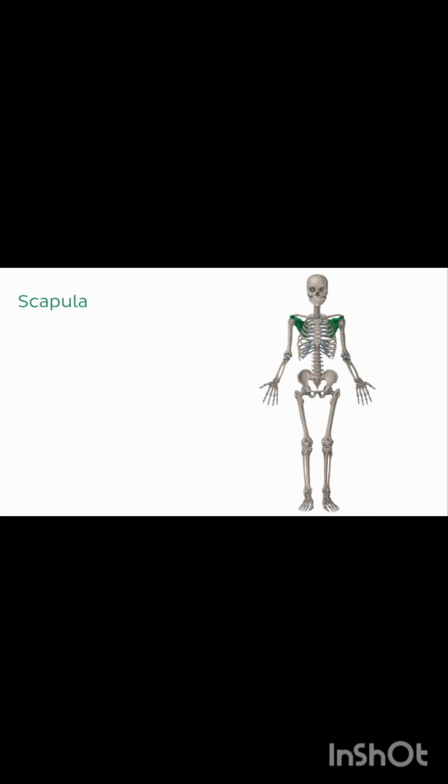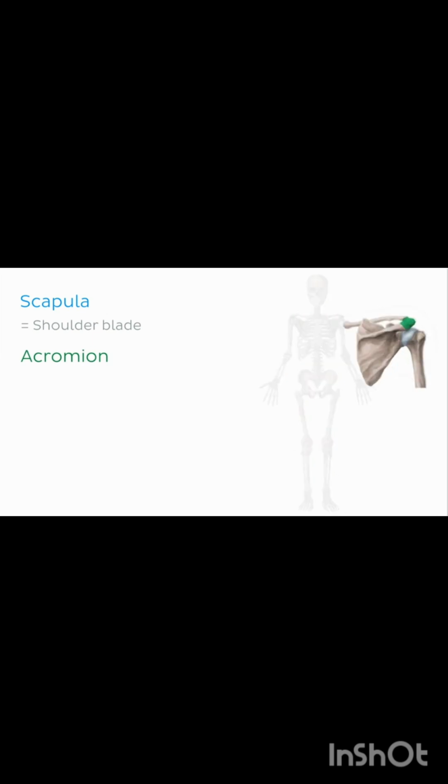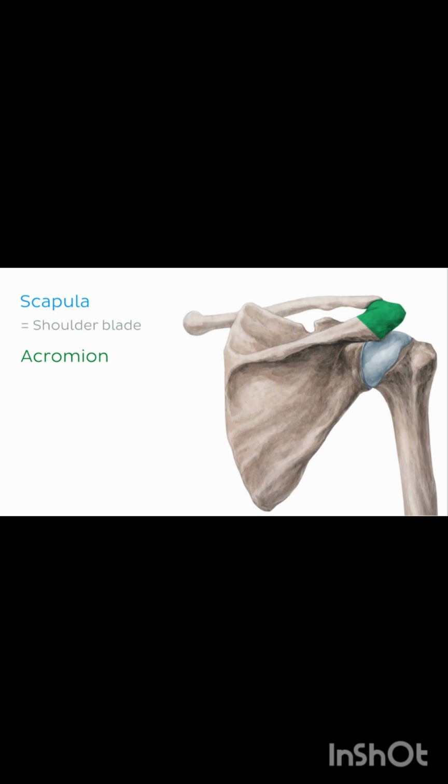Now let's look at the scapula. This bone is a flat triangular bone, also known as the shoulder blade, and is located posterior to the rib cage. Let's talk about some key features of the scapula, starting with the acromion. If we change perspective so that we have a posterior view of the scapula and zoom in slightly, we can see how the acromion of the scapula articulates with the clavicle to form the acromioclavicular joint.